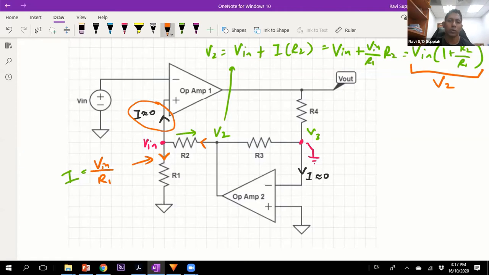Okay, and we can look at node V3 and we can apply KCL at this node. Okay, so if I apply KCL at this node, I can say that all the current flowing in to this node equals zero. Alright, so if I look at the analysis for this node, I can say that V2 minus 0 over R3 plus Vout minus V3 over R4 is equal to 0.